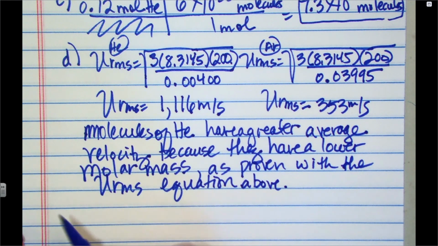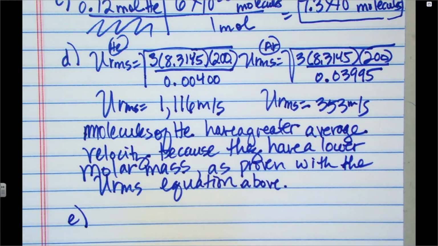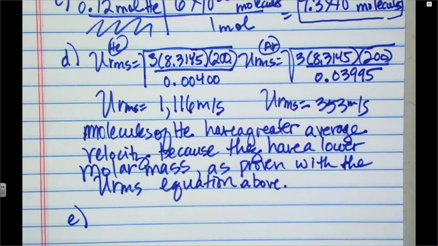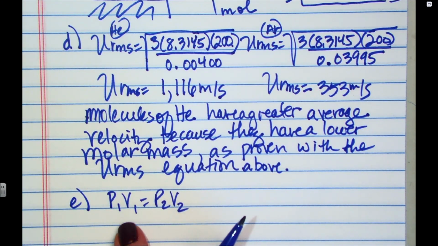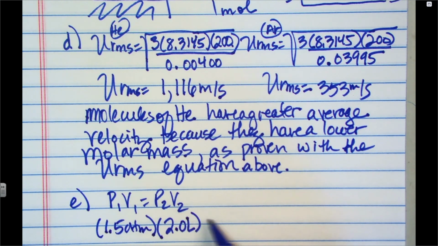All right, part E on this one. Part E said, if the volume of the container were reduced to 1 liter, so you go from 2 liters to 1 liter at a constant temperature of 300 Kelvin, so they've increased the temperature, what would be the new pressure of helium? So you're looking here at P1V1 equals P2V2. Don't try to complicate it. Your original pressure for the helium was 1.5 atmospheres, and your original volume was 2.0 liters. The P2 is what you're looking for, and for V2, they said they changed the volume to 1 liter.